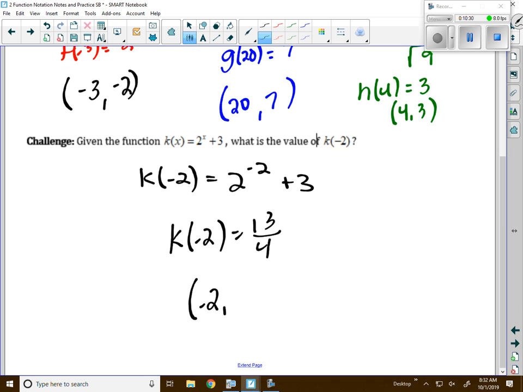Okay, so if I write my coordinate point, it should be -2, comma 13 over 4 or 3.25. Tracking, you good? Okay, let's keep moving.